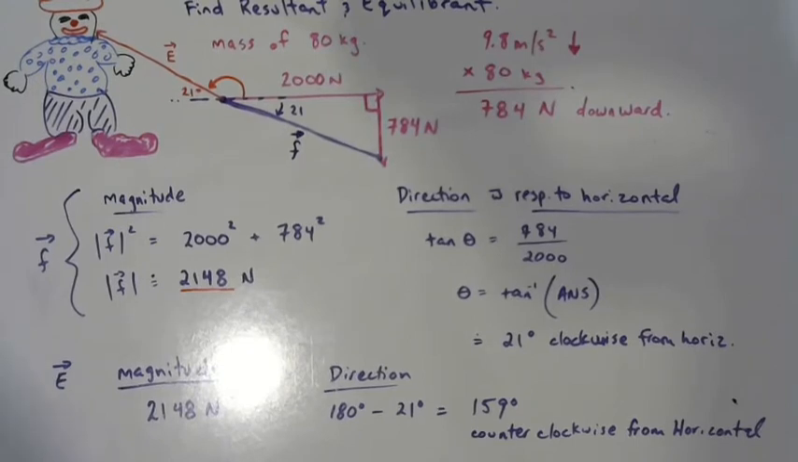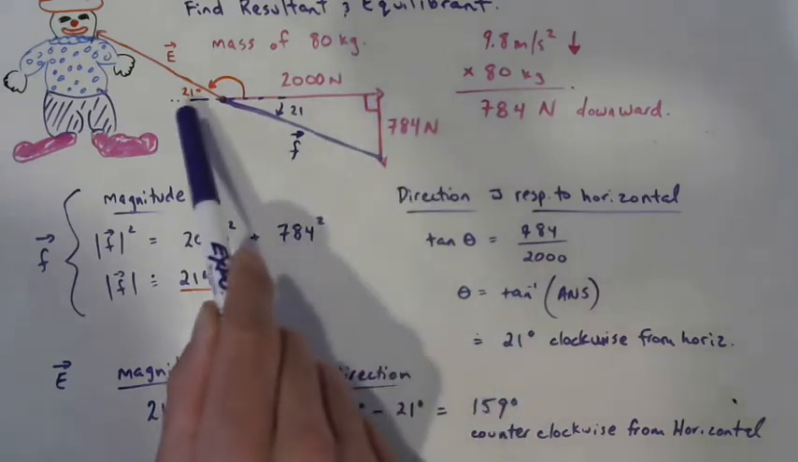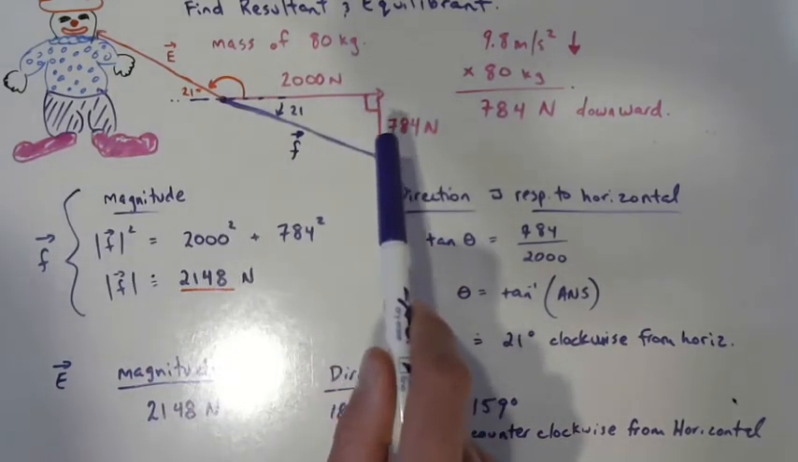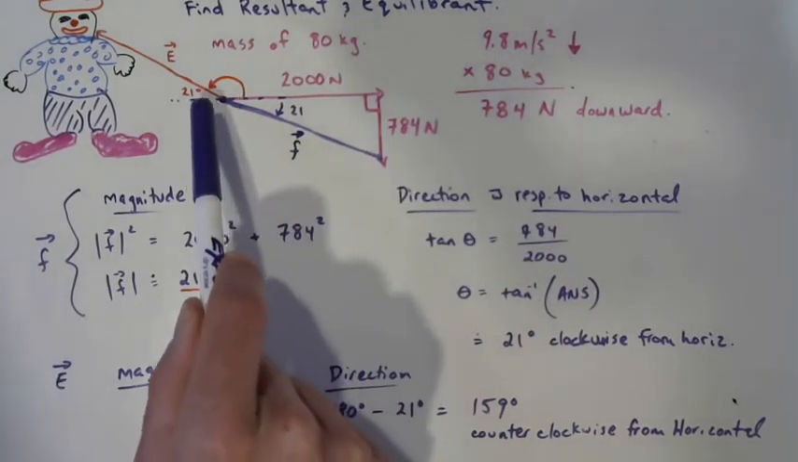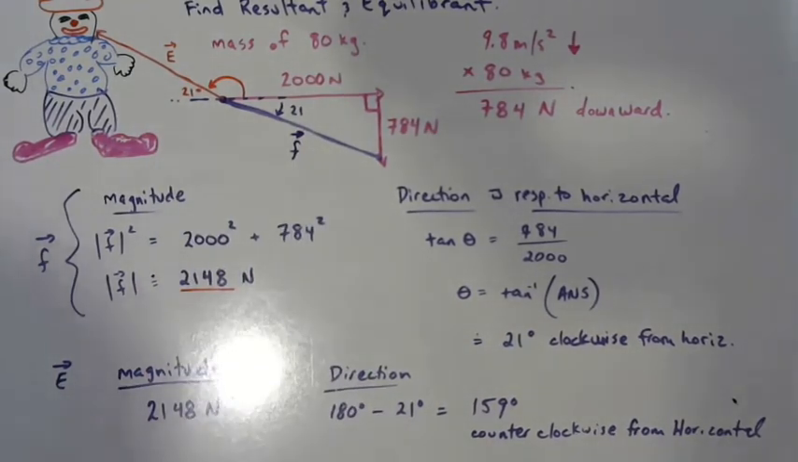All right, so our equilibrium has a magnitude of 2148, or approximately 2150 newtons, and a direction of 159 degrees counterclockwise from the horizontal. Again, we use the two original vectors of the forces acting on our projectile, and then we find the resultant, and the equilibrium is that vector which balances it all out. E plus F should be the zero vector. So it's the same magnitude, but opposite direction.